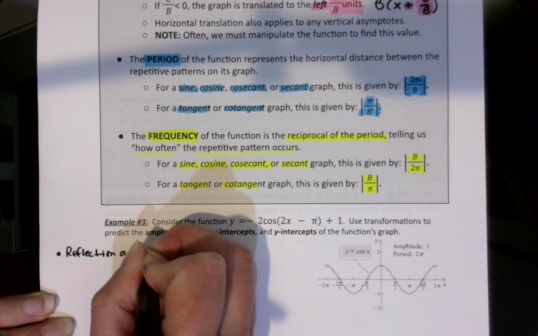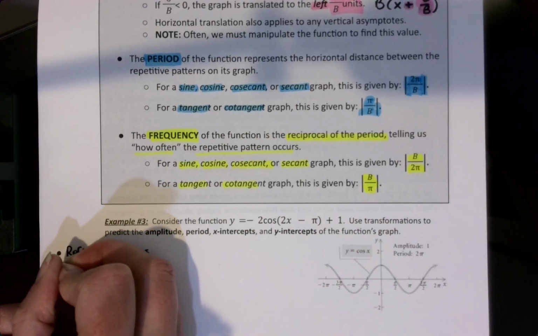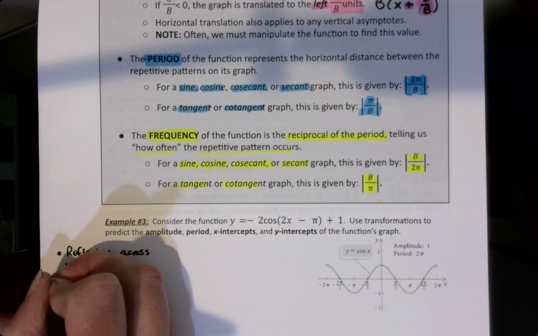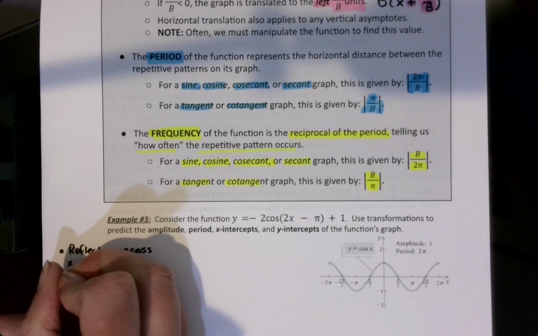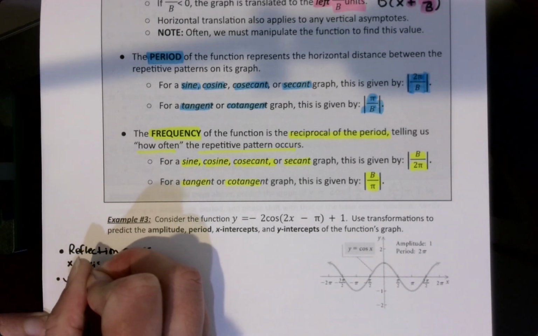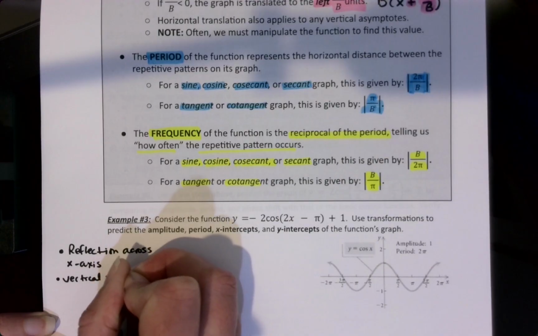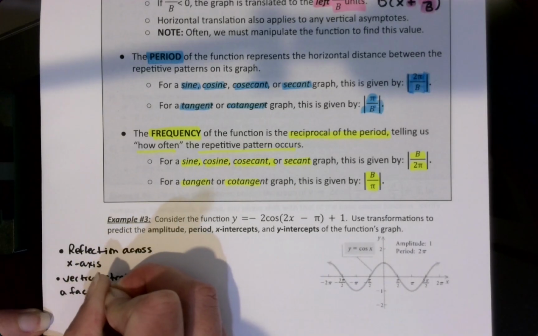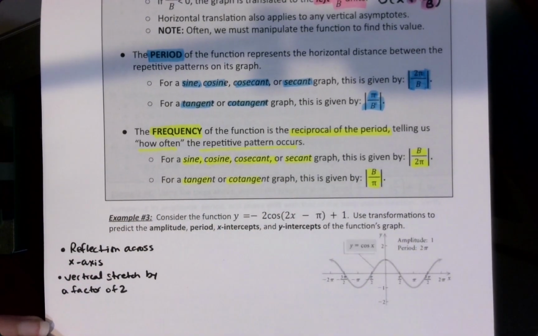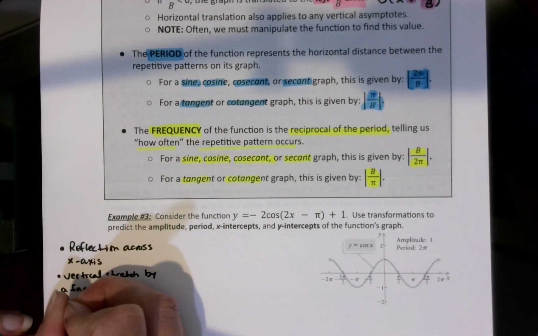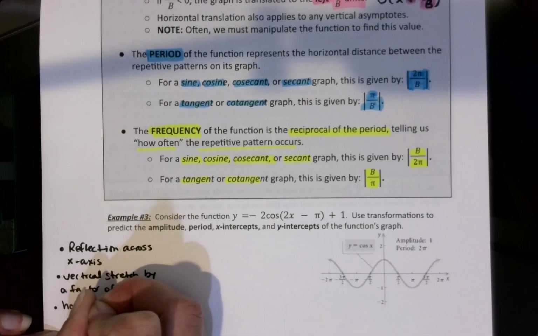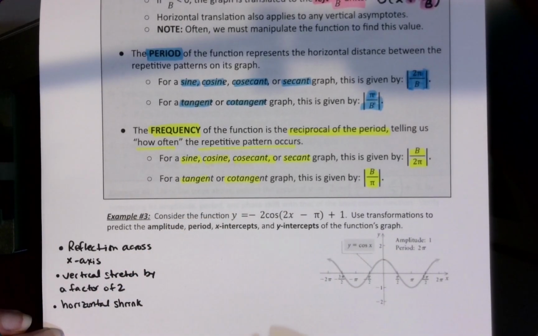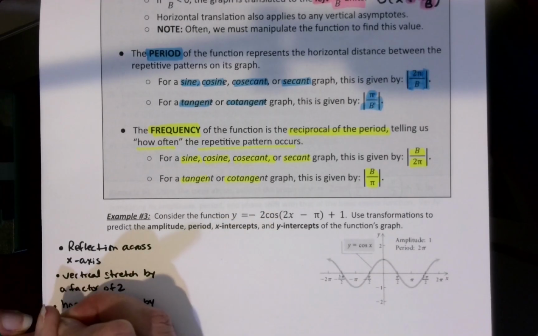across the x-axis, an outside reflection, so it's a y-valued reflection. Then this 2 is going to be a vertical stretch by a factor of 2. Then this 2 is going to be a horizontal shrink. It's a number bigger than 1 on the inside, so it's a horizontal shrink by a factor of 2.